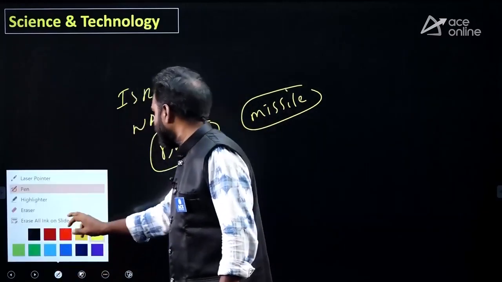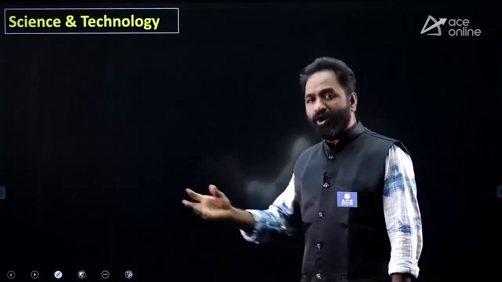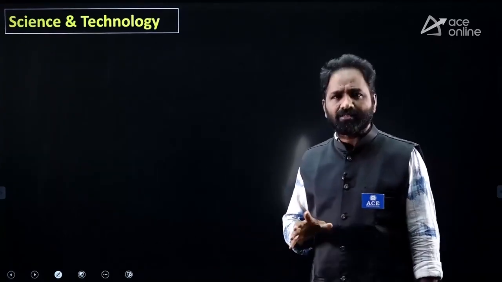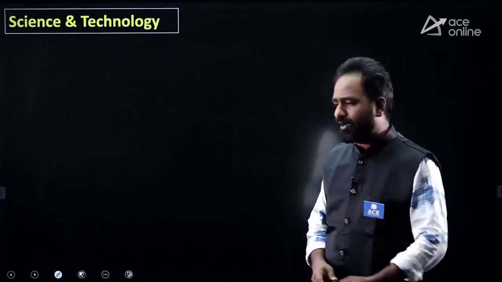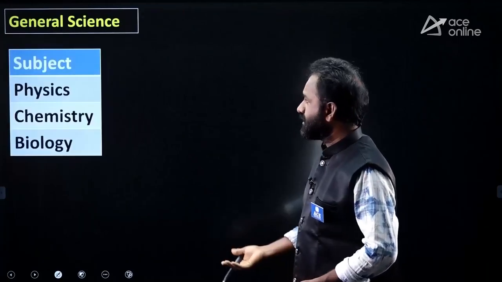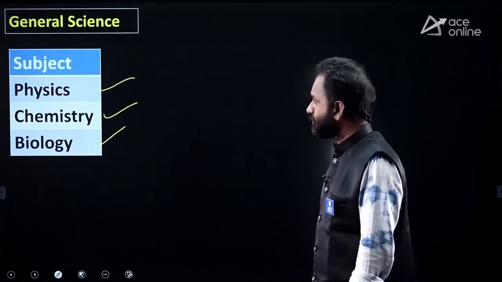So have an idea about the latest missiles, war tanks, submarines, anything recently launched by ISRO, DRDO, NASA, that is obviously very, very important. And they are asking questions about military exercises. They are asking questions on military exercises also. Please focus on that. Latest vaccines are also very, very important. Okay. Next, general science: physics, chemistry, and also biology.